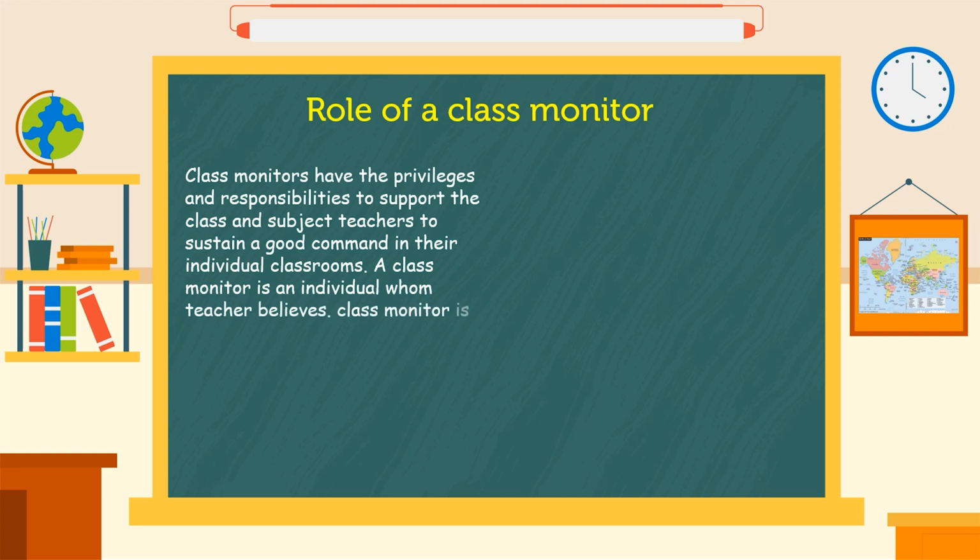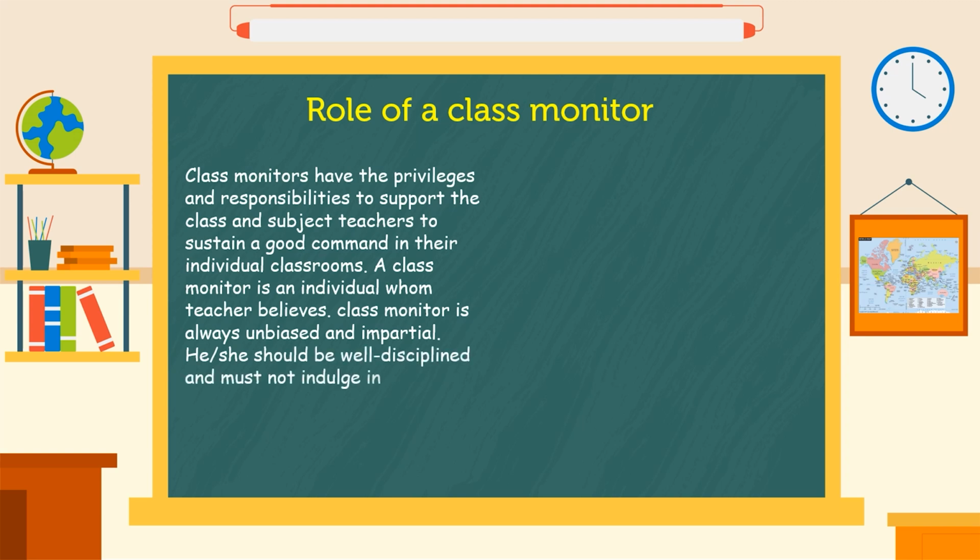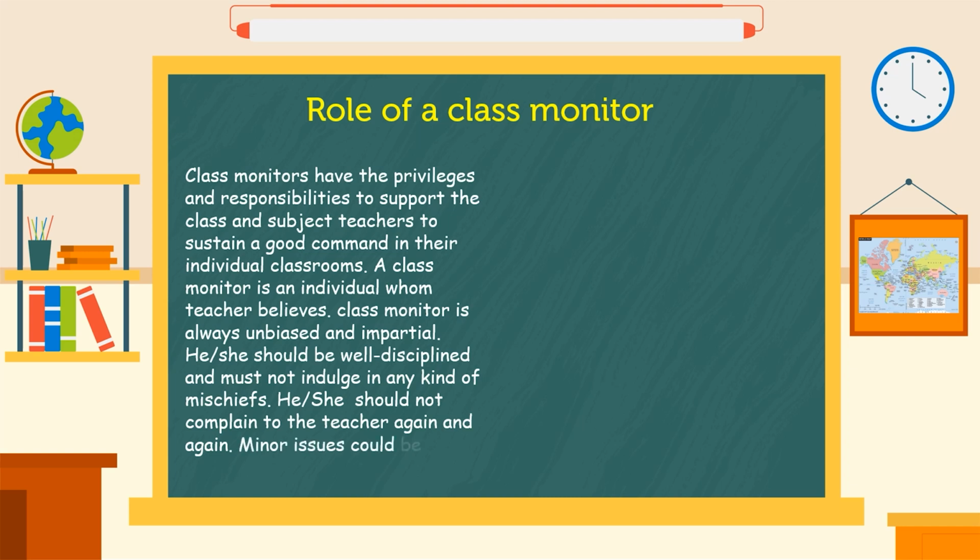A class monitor is always unbiased and impartial. He or she should be well disciplined and must not indulge in any kind of mischief. He or she should not complain to the teacher again and again. Minor issues could be solved by the monitor himself or herself.